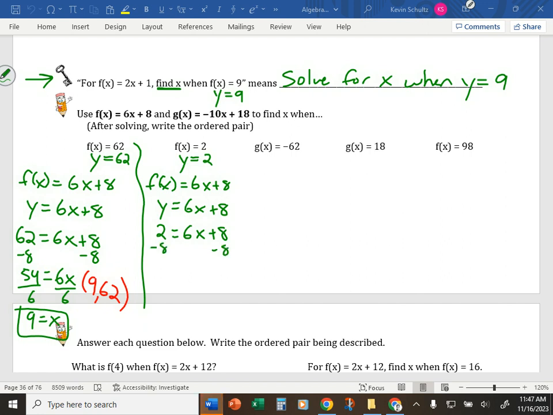Subtract 8. 2 minus 8, negative 6. Negative 6 equals 6x. Divide both sides by 6 to get x by itself. And negative 1 equals x.